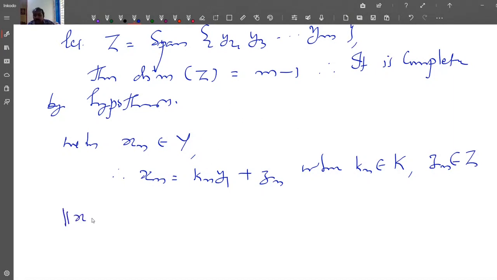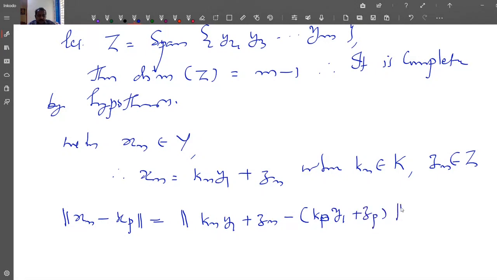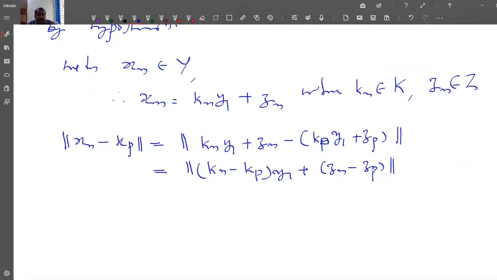Z_n is actually spanned by y2, y3, etc., ym. You consider the norm of x_n minus x_p. This is equal to the norm of k_n y1 plus z_n minus k_p y1 plus z_p. So this is equal to k_n minus k_p times y1 plus z_n minus z_p. So we have z_n and z_p are elements in Z, and by part A of this lemma, this is greater than or equal to modulus of k_n minus k_p times the distance between y1 and Z. Remember, z_n minus z_p is an element in Z.